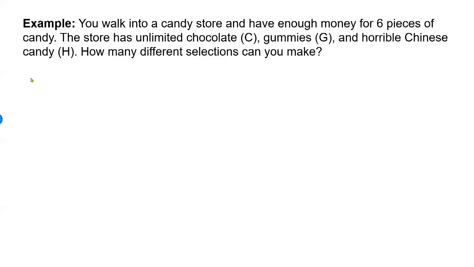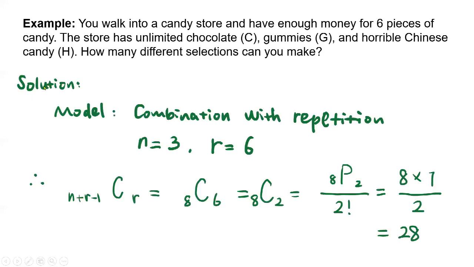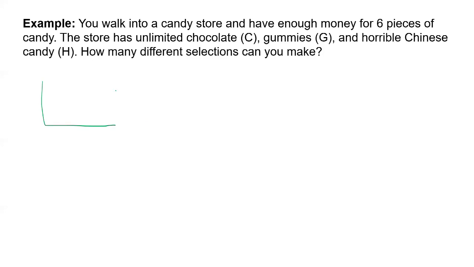Okay, have you finished? I'll draw a diagram to help you understand. Suppose we have a jar here, and we have C, G, and H in the jar. The task is to pick 6 pieces of candies out of the jar. For each time you pick a candy, we replace it in the jar with the same candy. So this is a typical combination with repetition problem.